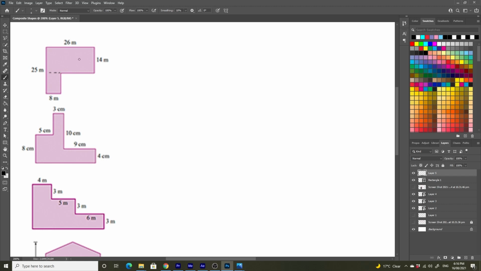We've got a rectangle that's 14 meters wide and 26 meters long. This might be kind of hard to see. This is 14 meters, and this is 26 meters. So this side along here, this total side, will be 26 meters as well, and this will be 14 meters up until this point. Okay, so there's our first shape.